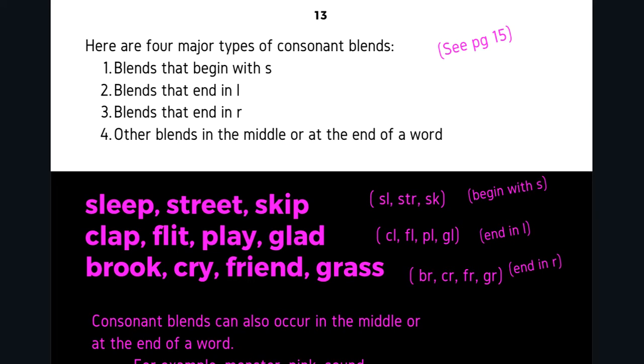And then blends that end in an R, same concept: BR, CR, FR, GR, brook, cry, friend, grass, right? Consonant blends can also occur in the middle or at the end of a word. For example, monster, pink, the NK, sound, the ND.